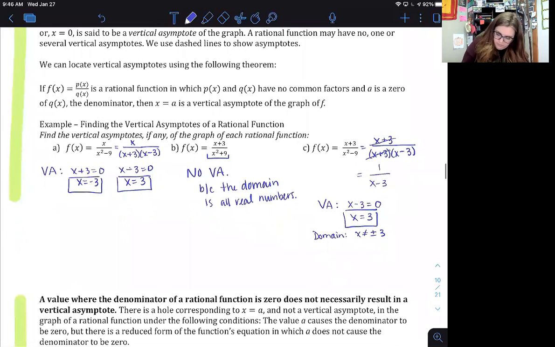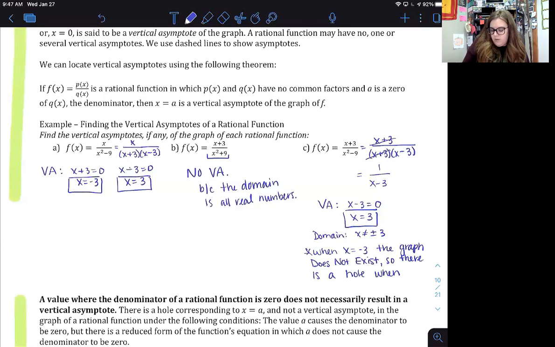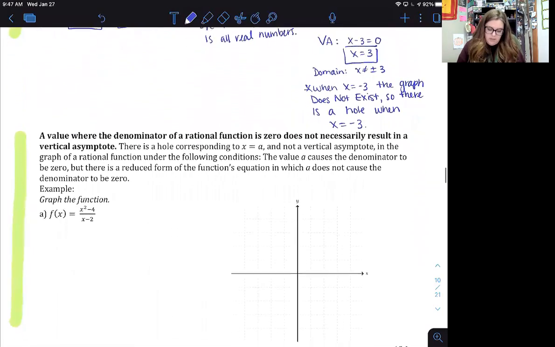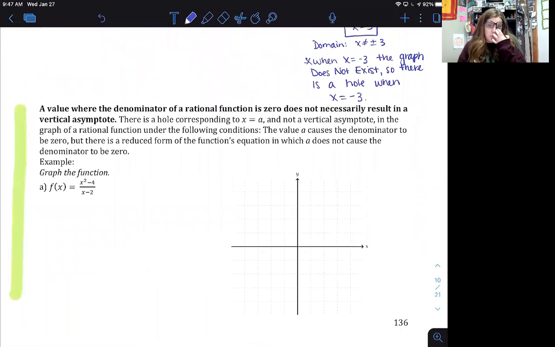Well, when x equals -3, the graph does not exist, or DNE. So there is a hole when x equals -3. We're going to talk about how to graph something like that in class together, so we're going to save this for in class.